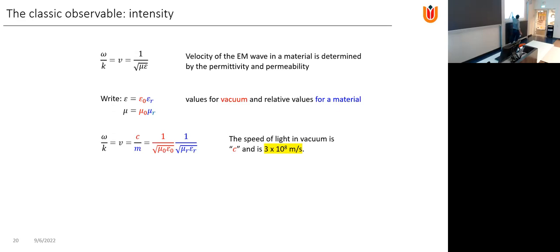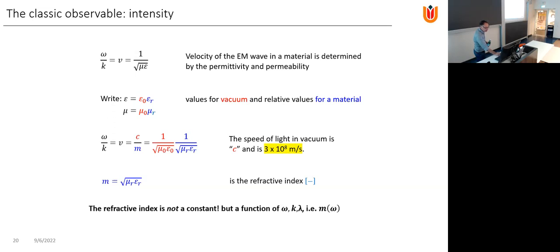This vacuum value is the speed of light in vacuum, c, 3 times 10 to the power 8 meters per second. The factor correcting for it, the factor that is dependent on the relative material properties, is called the refractive index. So the refractive index is the property that scales the velocity of light from vacuum to a medium. Just a note: this refractive index is not a constant.